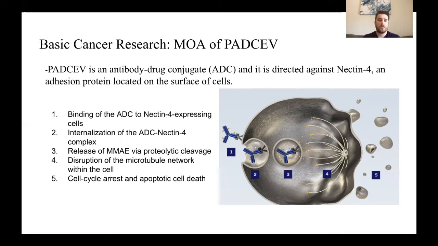cell level. So first thing, the binding of the antibody drug conjugate to the Nectin-4 expressing cells. Then step 2 would be the internalization of the antibody drug conjugate, Nectin-4 complex. Release of the MMAE via proteolytic cleavage. Then there would be disruption of the microtubule network within the cell. And then finally, the cell cycle would arrest and there would be apoptotic cell death.